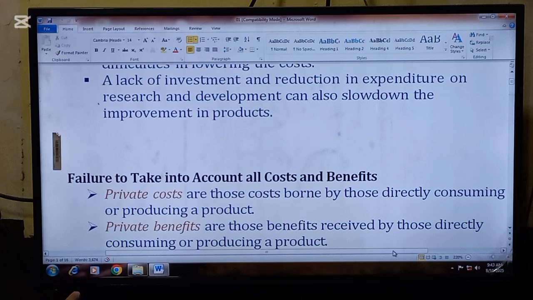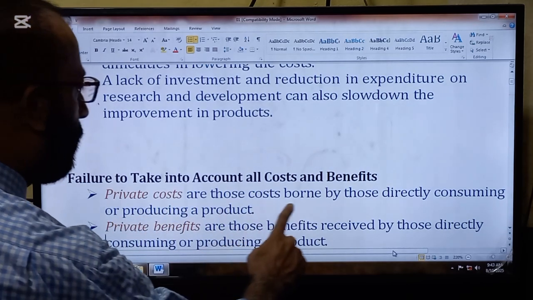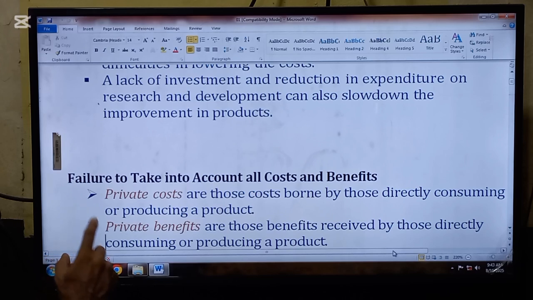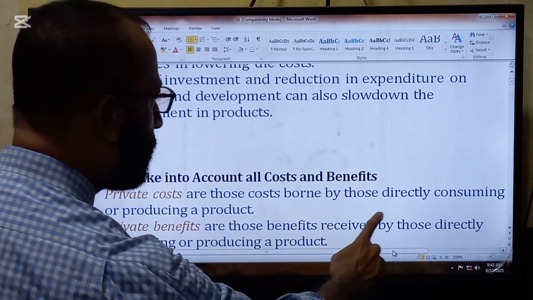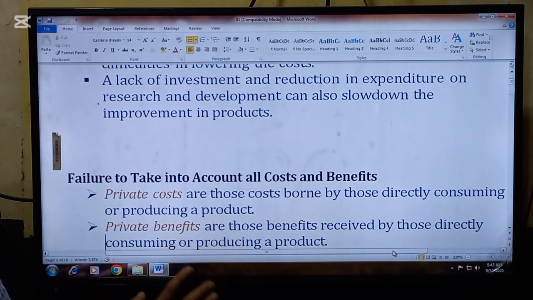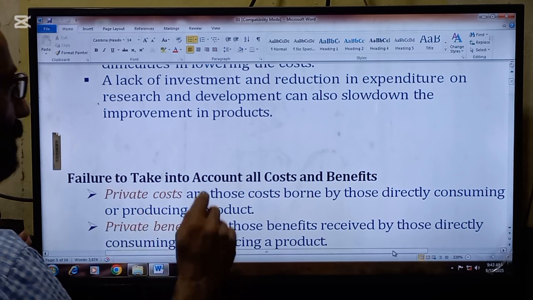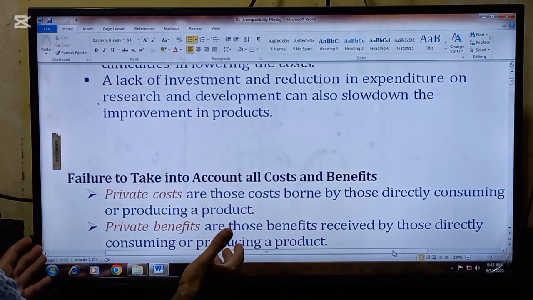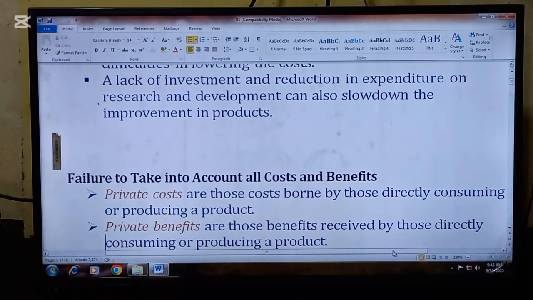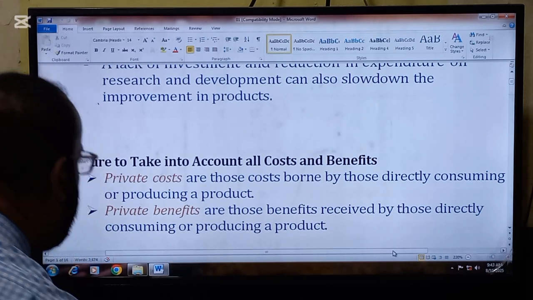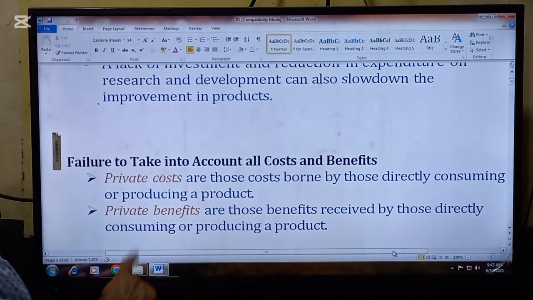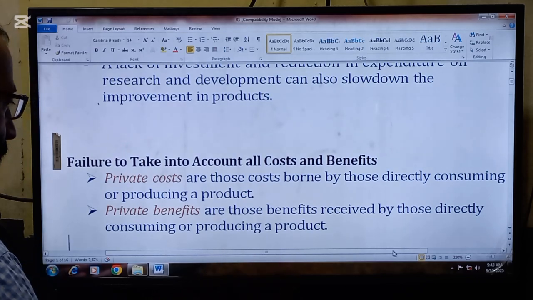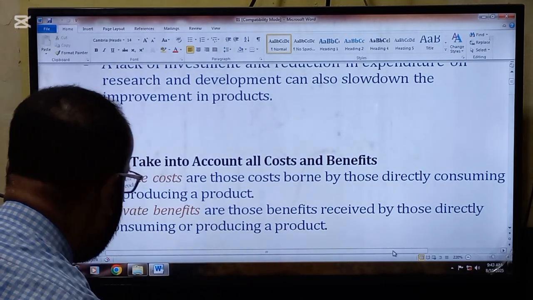The next topic that we are going to read in the lecture is the failure to take into account all costs and benefits. So first we are going to read two definitions. Number one is the private cost. Private costs are those costs borne by those directly consuming or producing a product. So persons or firms which are directly consuming or producing a product will have the private cost. Next is the private benefit. Private benefits are those benefits received by those directly consuming or producing the product. So this is the definition of private benefits.